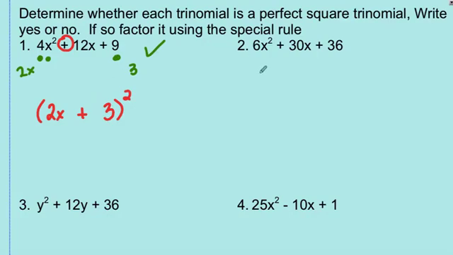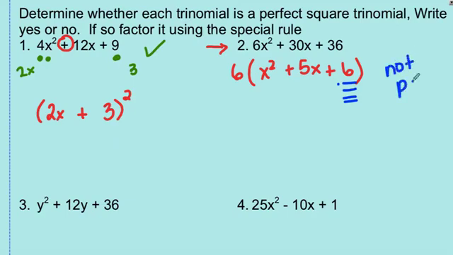I look at this next one. I do always want to see if I can take out a GCF. I notice that all of these are divisible by 6, so I'm going to pull out a 6. I'll be left with x squared plus 5x plus 6. Now I can already tell that this is not a perfect square trinomial because 6 is not a perfect square. That doesn't mean it's not factorable, but we're just not going to use the rule. So we're going to move on. It's not a PST.